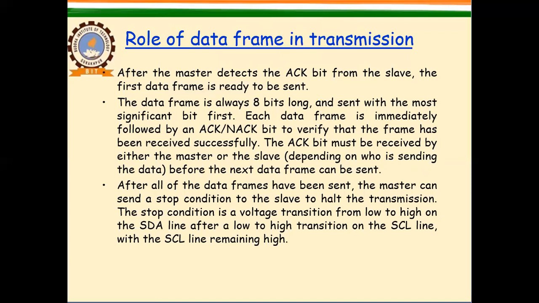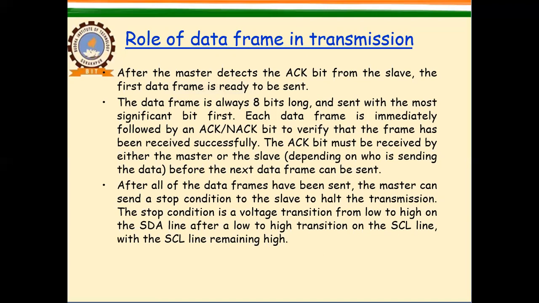Then comes the role of data frame transmission. After the master detects the acknowledge bit from the slave, the first data frame is ready to be sent. The data frame is always 8 bits long. It has a particular specified width, up to 8 bits. And as in SPI, the most significant bit is sent first.